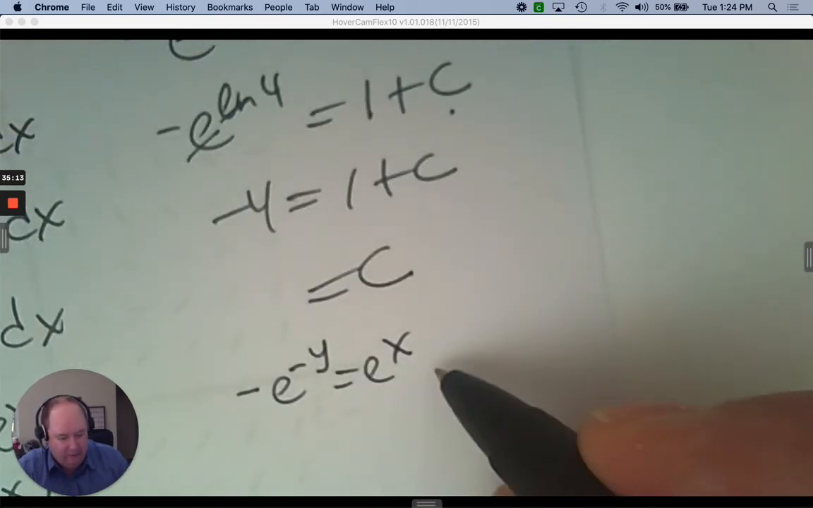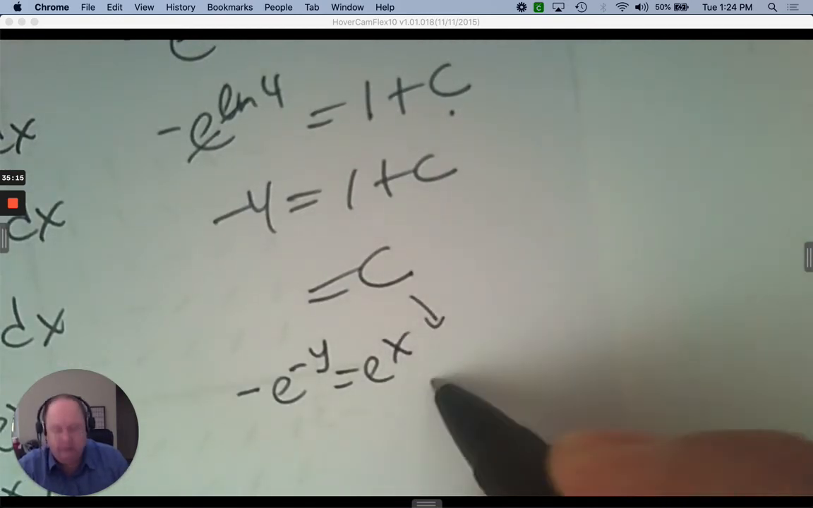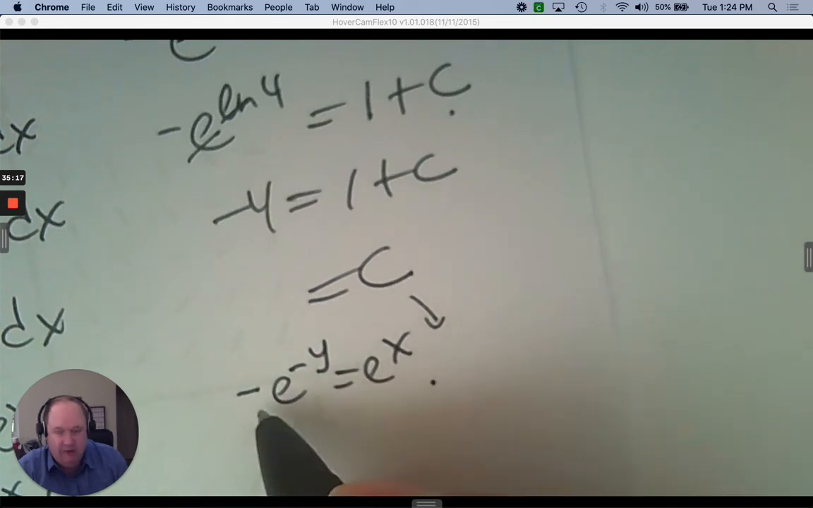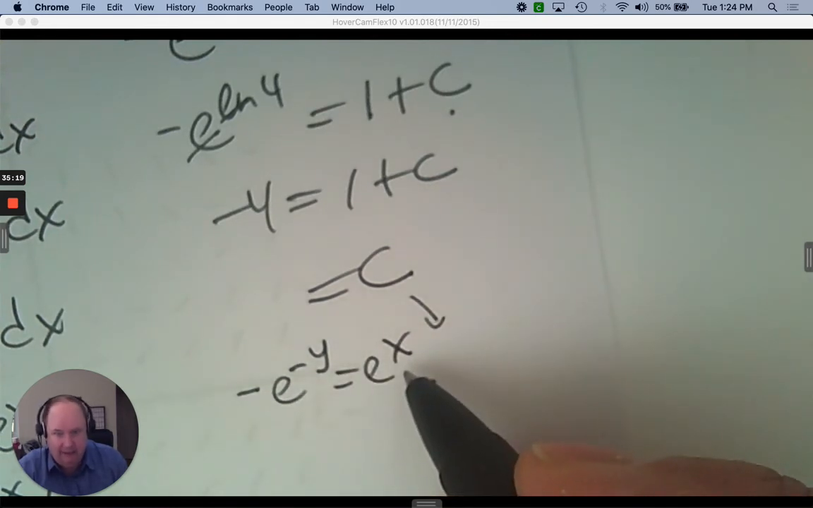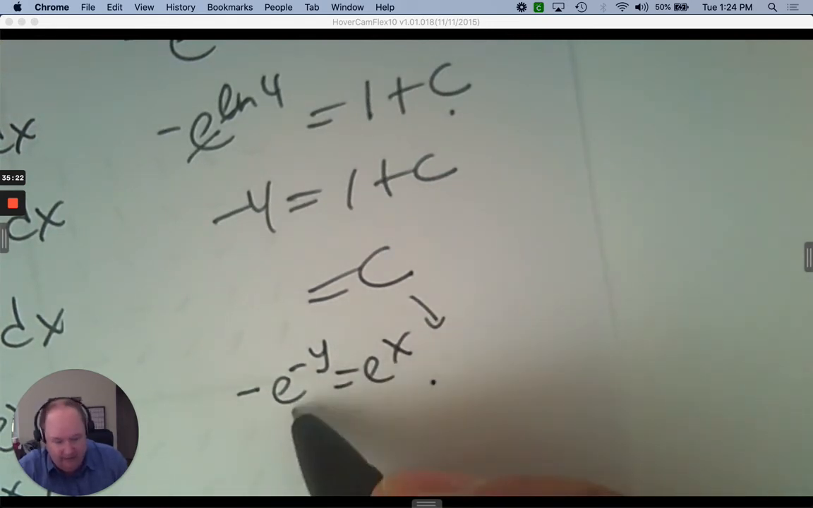Put that answer right here for C. So put that answer in here. And then you're going to divide everything by -1. And then you're going to write this as a logarithm. That's why you're going to get these answers.